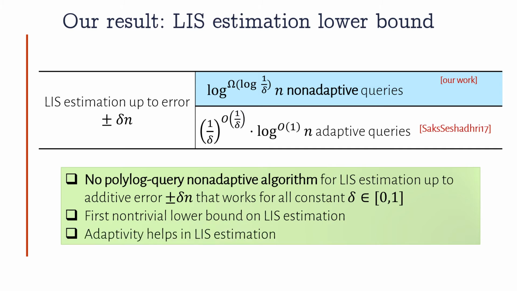It additionally shows that adaptivity helps in LIS estimation, because there is an adaptive algorithm by Sachs and Seshadri that for all constant delta makes polylog n many queries. And our lower bound rules out the existence of such a non-adaptive algorithm.